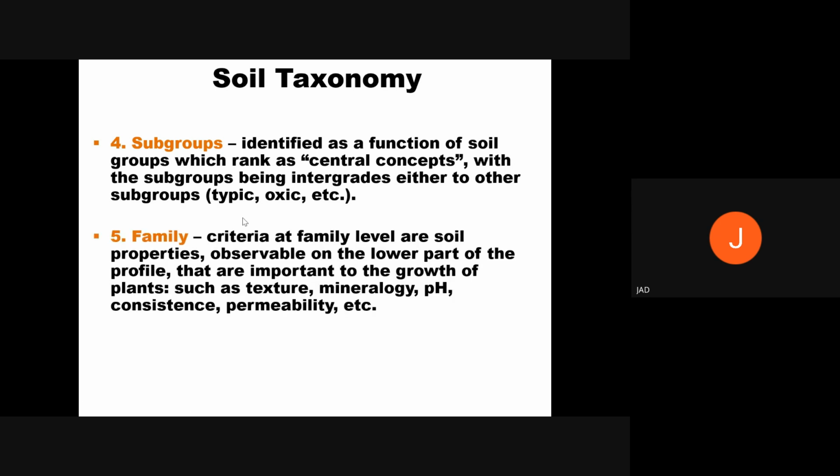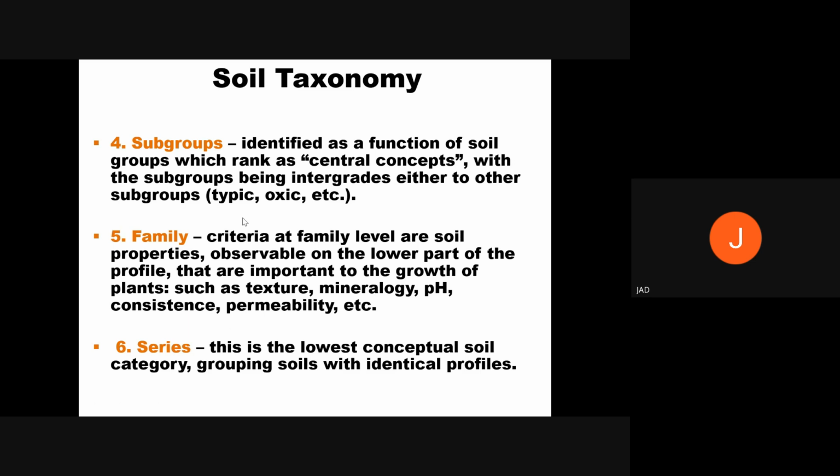Then we also have the family. The 5th one is family. The criteria at family level are soil properties observable on the lower part of the profile that are important to the growth of plants, such as texture, which we talked about earlier on, mineralogy, pH, consistency, and then permeability. So based on these attributes, you can also classify soil.